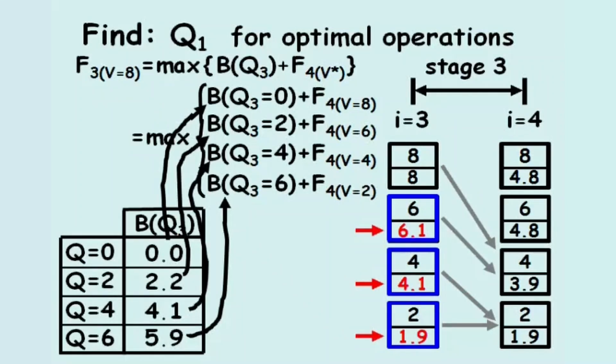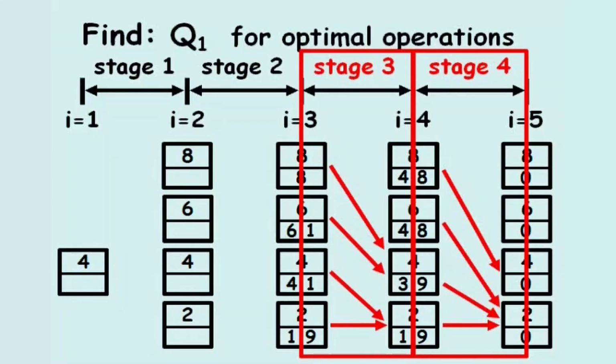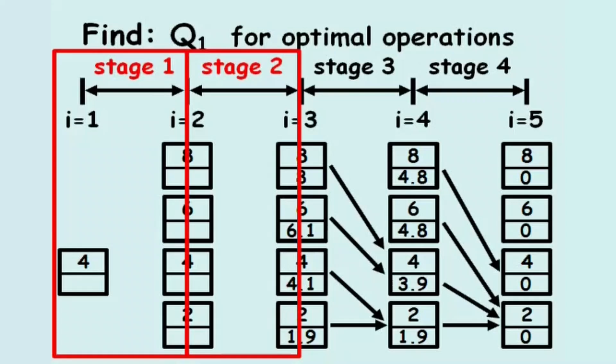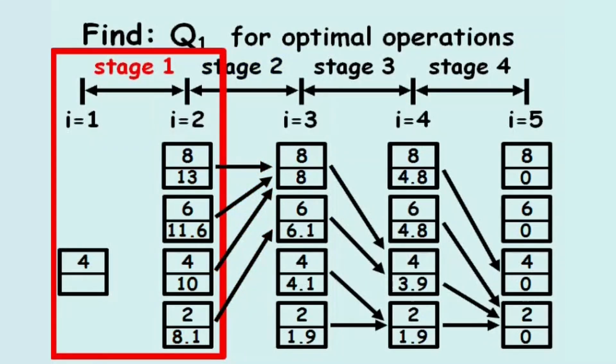Looking at the entire box diagram, we've already determined the optimal releases for Stages 4 and 3, and we're left to analyze Stages 2 and 1. Stage 2 is solved the same way as Stage 3. Stage 1 is also solved the same way, except the initial state variable is constrained to equal 4 units of water.